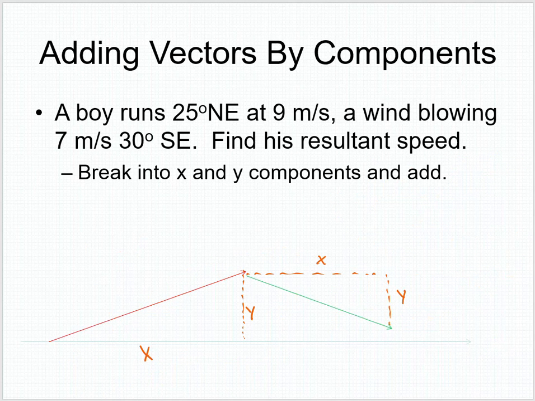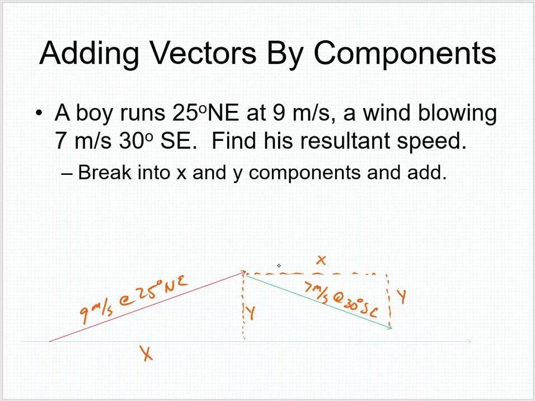Alright, so here's a practice problem of how we would add vectors by using components. A boy runs 9 meters per second at 25 degrees northeast, sorry, backtrack that, my own reading skills weren't very good. And then the wind's blowing 7 meters per second at 30 degrees southeast. So let's break this into its x and y components.